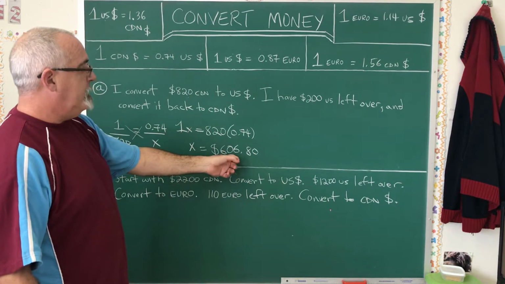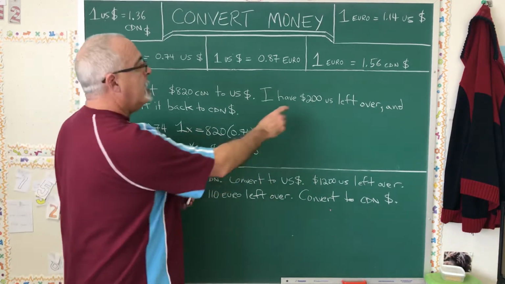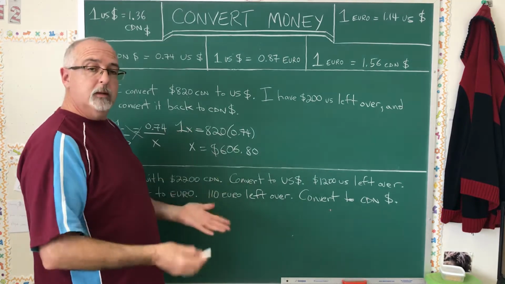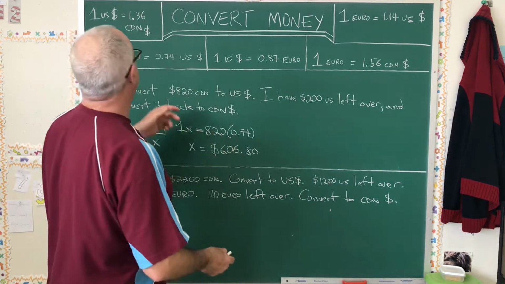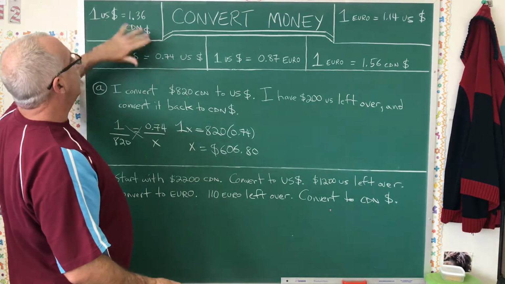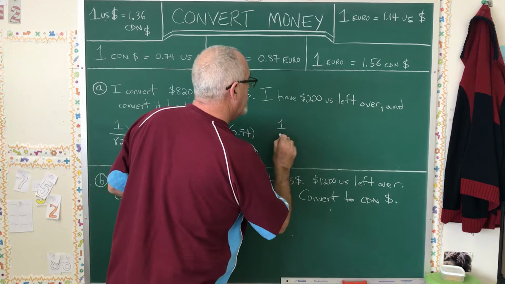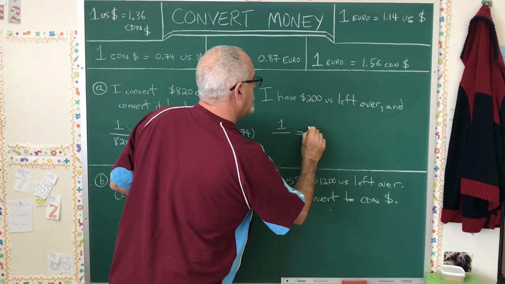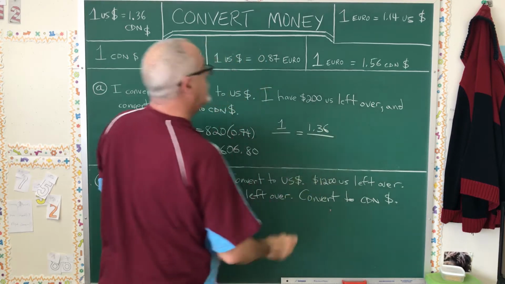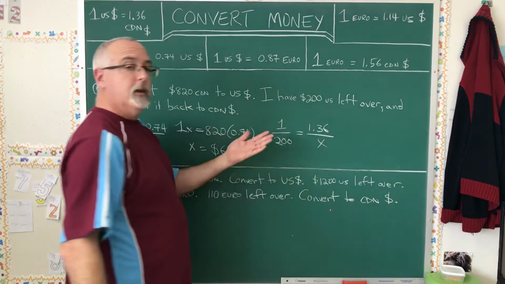Then I don't really need to use this number again because I spent most of that money. I have 200 US left over, and I need to convert it back to Canadian. I'm doing the same process again, but I'm using a different exchange rate. I'm using the reverse exchange rate. 1 US dollar equals 1.36 Canadian. So I build my proportion the same way. 1 US is equal to 1.36 Canadian. So if I have 200 US, how much is that going to give me?